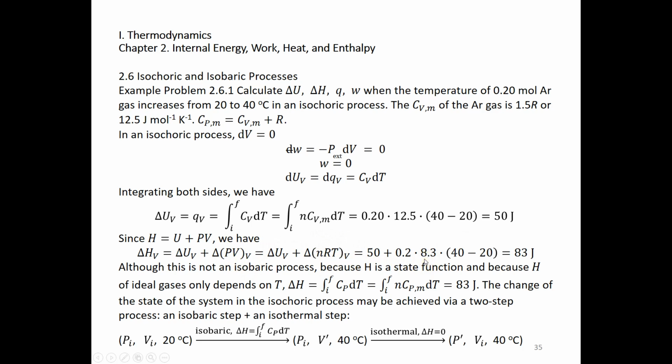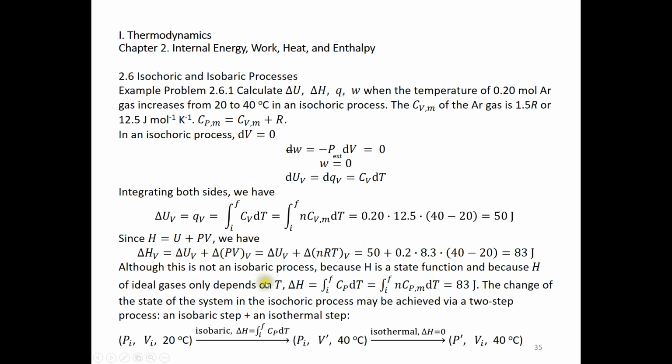Well, plug in numbers. We get delta H is 83 joules. So these two numbers differ, because actually PV changes. Why does this PV change? Because the temperature changes. When the temperature changes, nRT changes, and PV is equal to nRT.